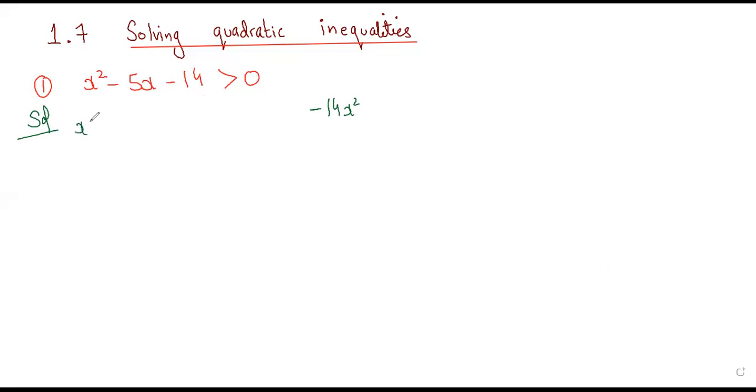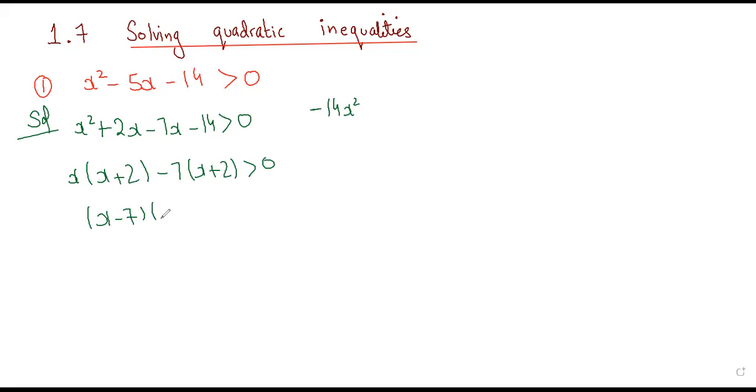So I can start off with x squared plus 2x minus 7x minus 14 greater than 0. I'm just factorizing the quadratic part of it. That is it. I'll take x common, x plus 2 minus 7 common, x plus 2 greater than 0, and it would give me x minus 7 into x plus 2 greater than 0. All right, okay, let's wait over here and let's discuss this part. Now I have factorized the quadratic part of the inequality and I got x minus 7 into x plus 2 is greater than 0.